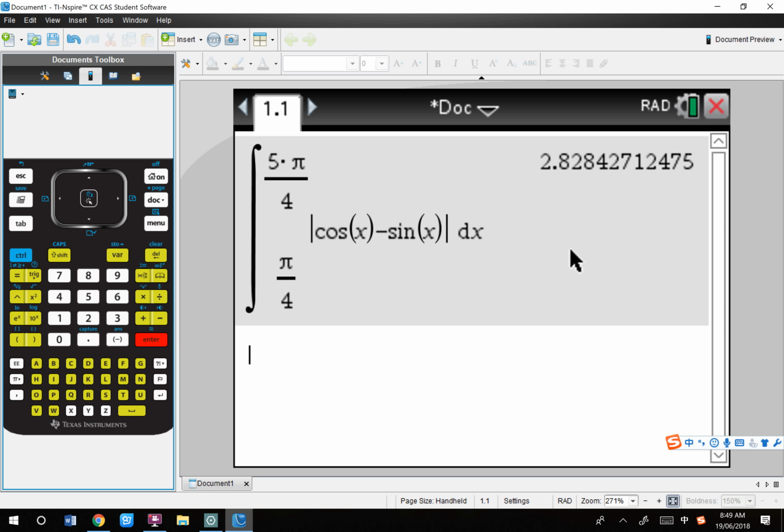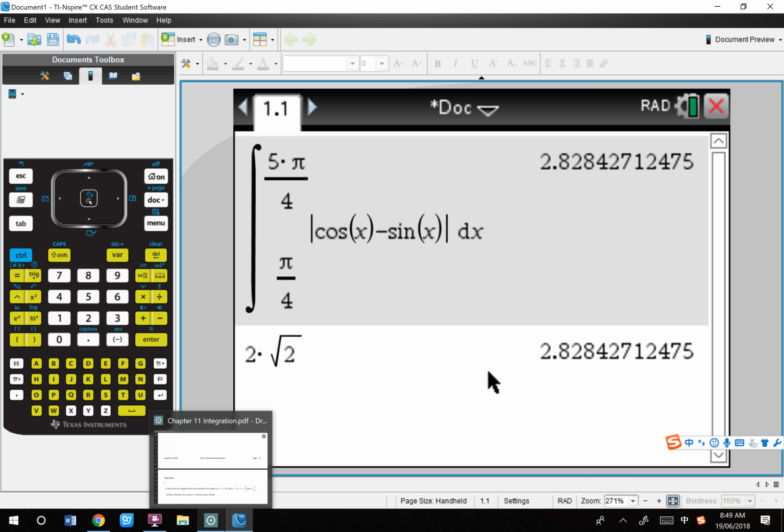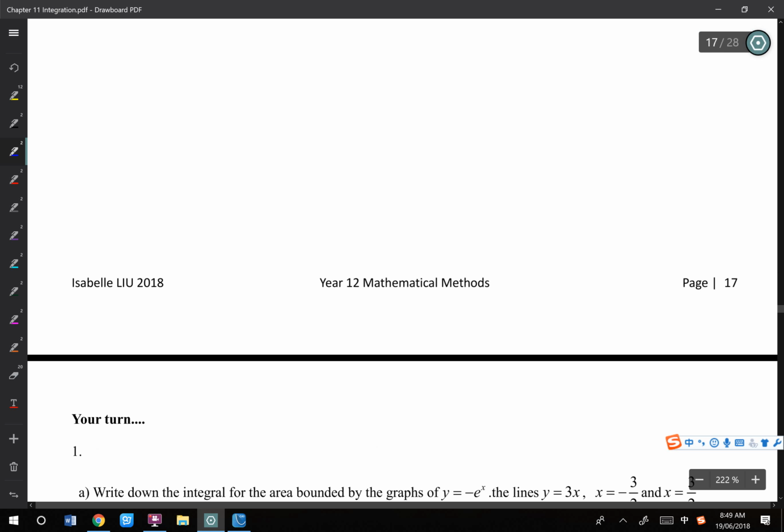So it's 2.82. So I said it's 2 root 2. Okay, so they give me the same value, so that's correct. But I haven't changed my calculator into exact form. If I change it to exact form, it should give me 2 root 2. So just to show you the calculator.